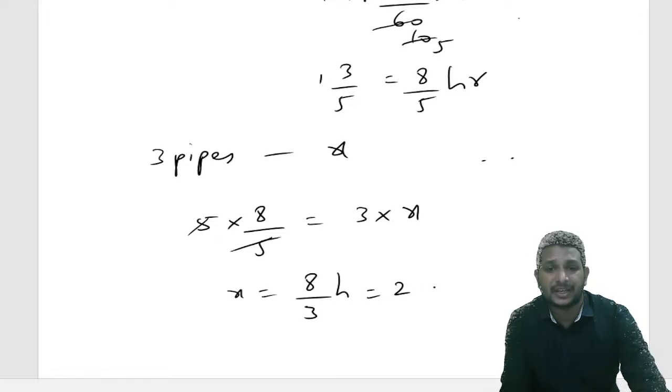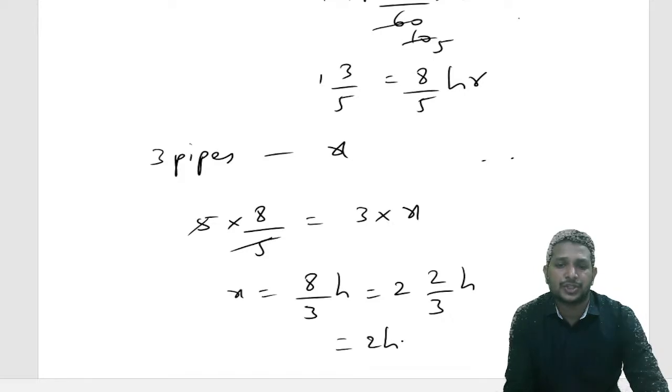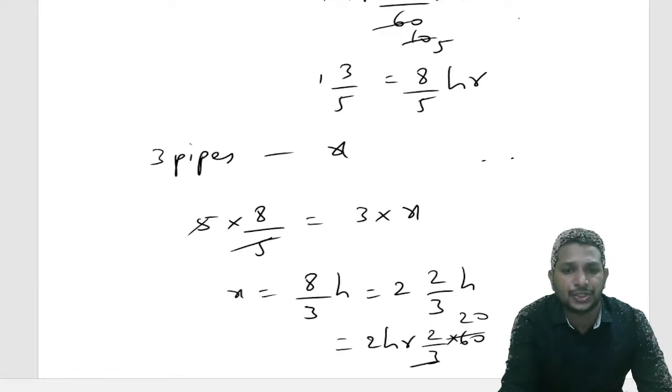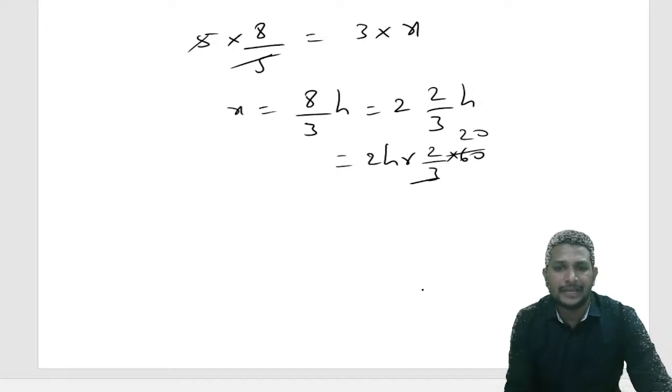8 by 3, if I convert it to a mixed fraction, is 2 2 by 3 hours. Which means 2 hours, as 2 by 3 is also there. Okay, I want to convert it in terms of minutes. 2 by 3 into 60 is 40. So we got the answer as 2 hours 40 minutes.